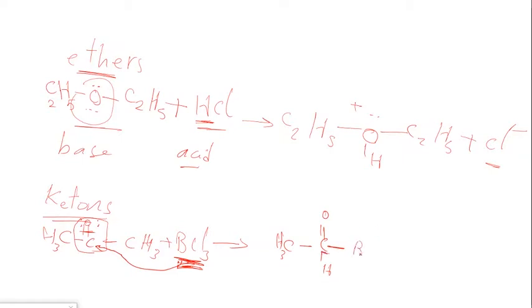So you will have BCl3 minus, and here the carbon of the carbonyl group will have a positive charge over it, and you have the oxygen with two lone pairs.